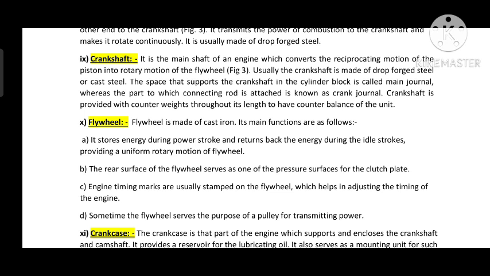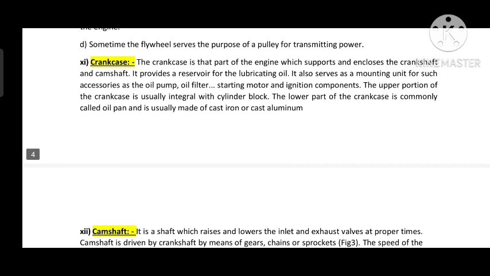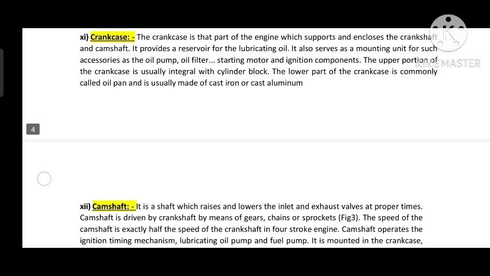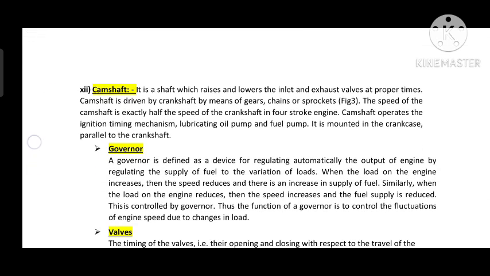Okay, flywheel. The function of a flywheel is to store energy and transfer that energy for the new cyclic process. Next, crankcase. Next is your crankshaft. So you have to write all these things in your practical copy. These are the functions of components of IC engine. Next is governor.